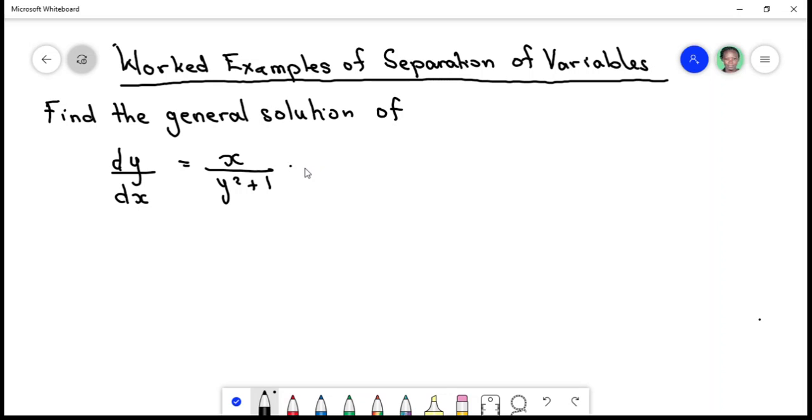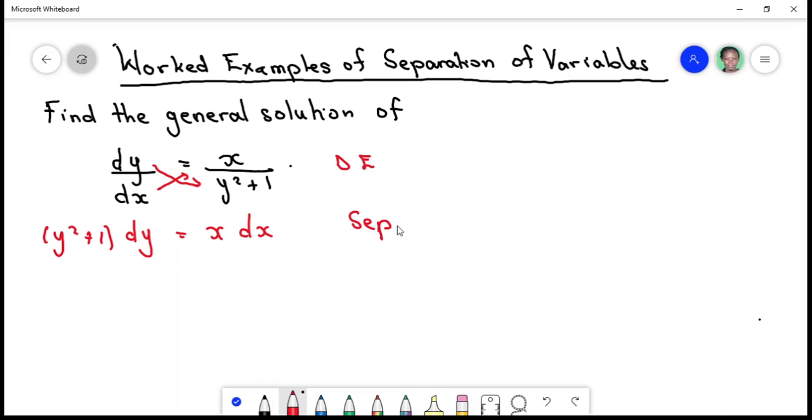So this is our differential equation. The aim is to separate the variables. Let's check. We can cross multiply, so that I have (y squared plus 1) dy equal to x dx. So this is what we have been able to separate the variables. Why? Because you have all your y's with the dy and all your x's with the dx.